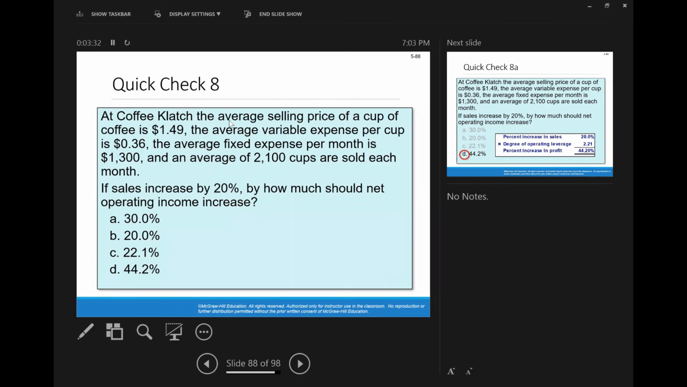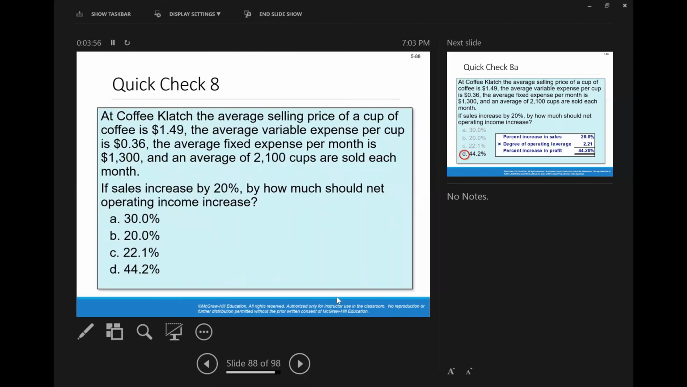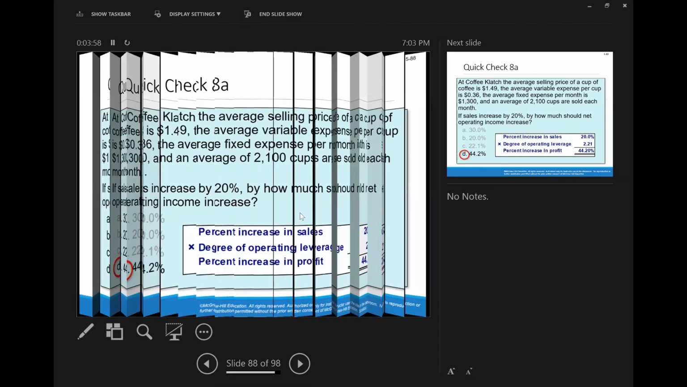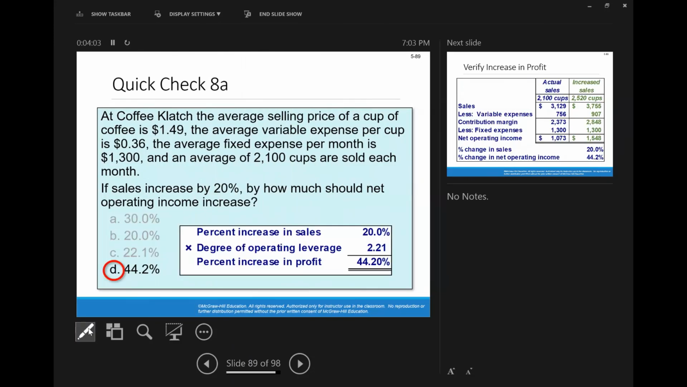At Coffee Clutch, the average selling price of a cup of coffee is $1.49, 36 cents is your variable, 1,300 fixed. We sell 2,100 cups. So if sales increase by 20%, how much should net operating income increase? We have a 2.21 degree of operating leverage. So what's our percent? Oh, dang. Our percent, I'm not doing this right.